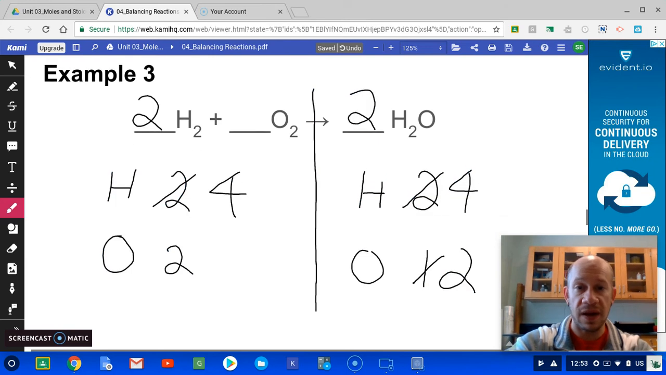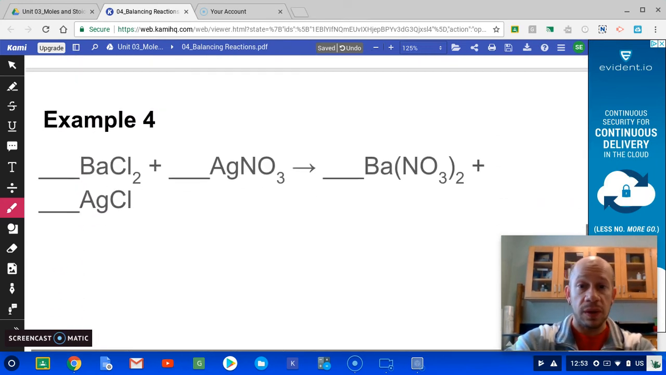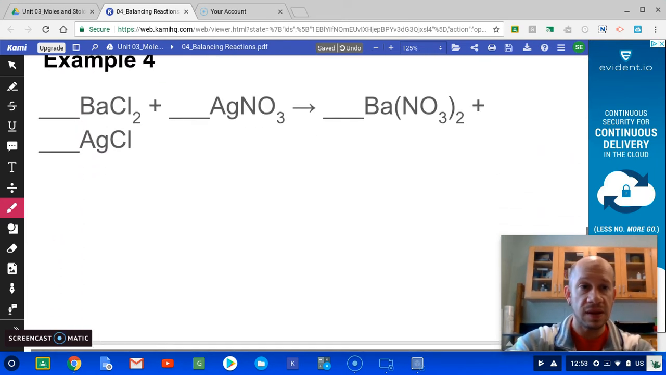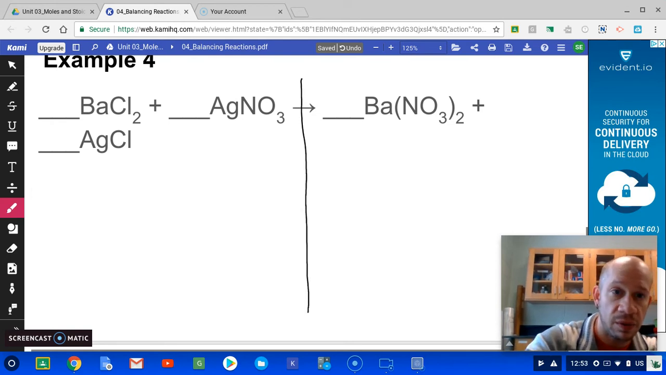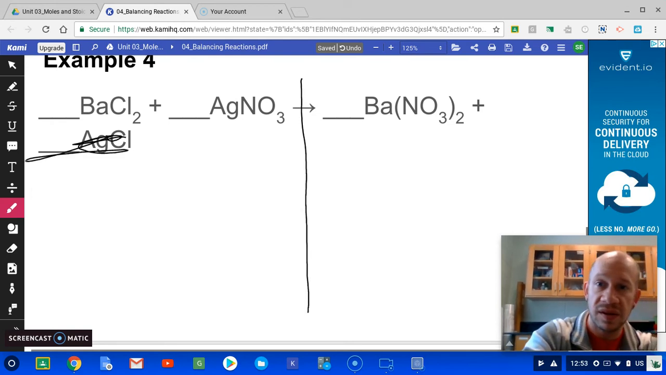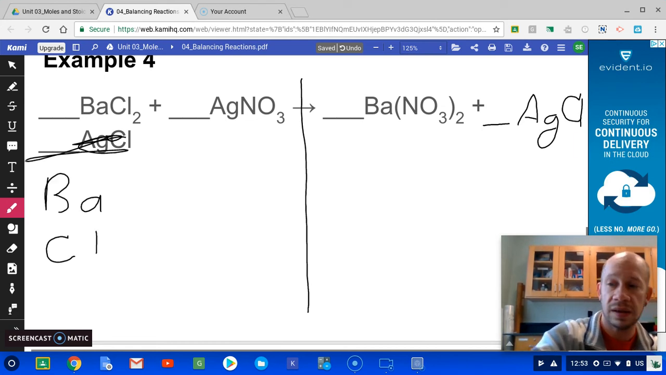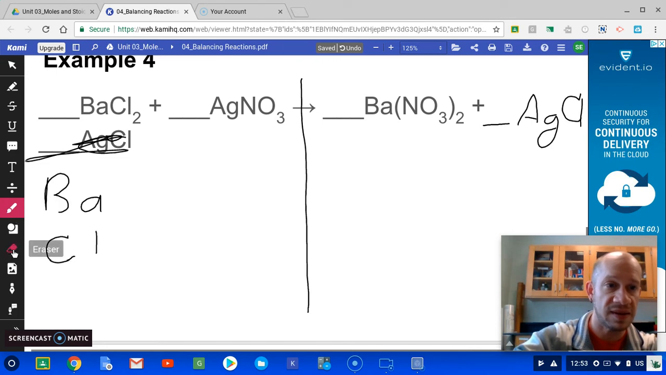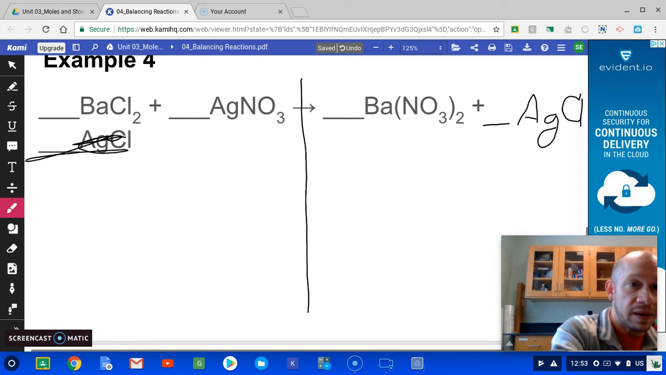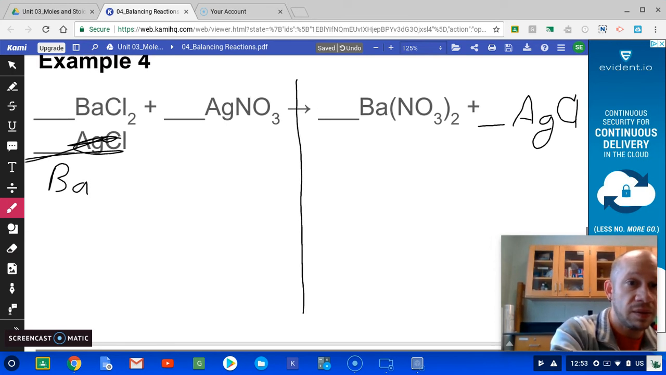And those are the steps I follow. Let's try one more example. Oh, it got split. So here is my arrow. I'm going to cross this out, put AgCl up here. That happened when I saved it as a PDF. My apologies. Barium and chlorine. And I'm going to make this a little bit smaller because I have to have 4 things. Barium and chlorine.